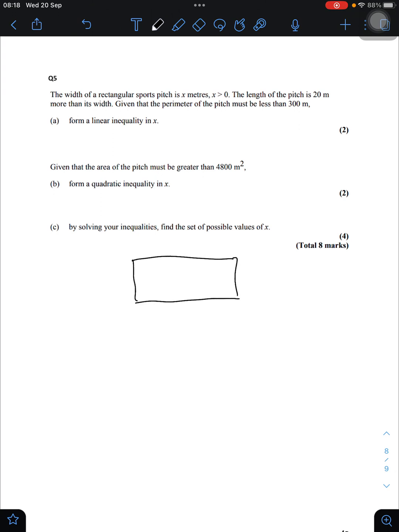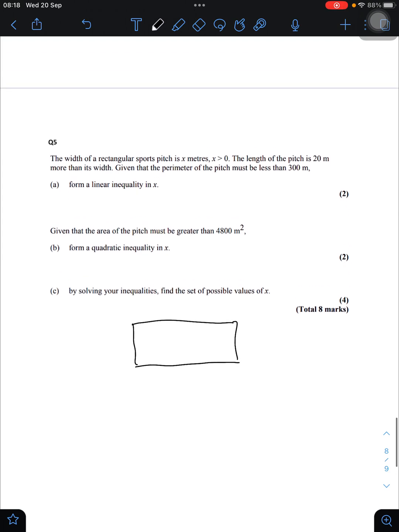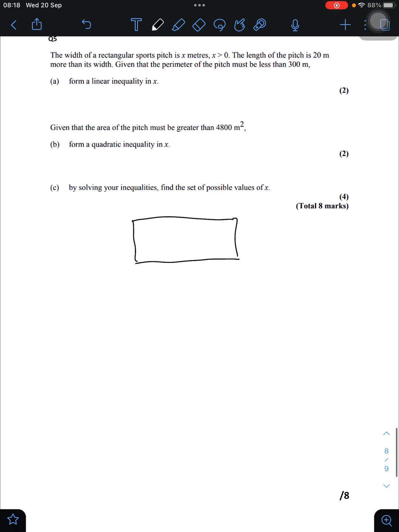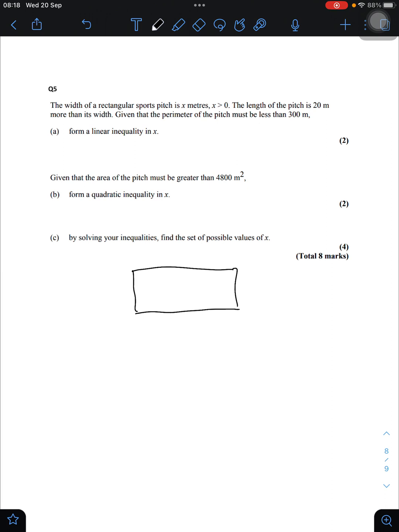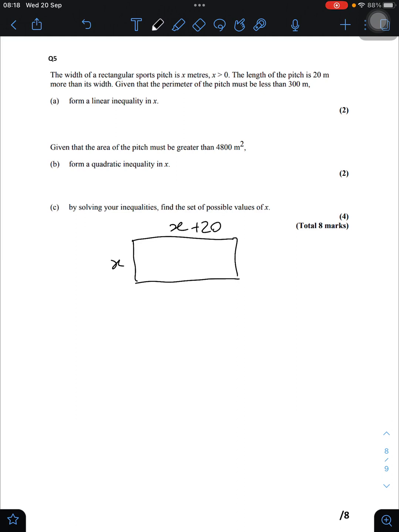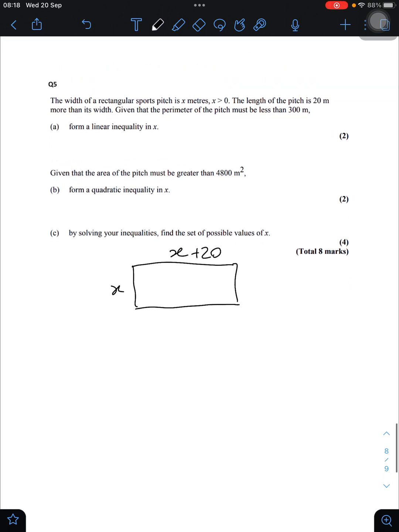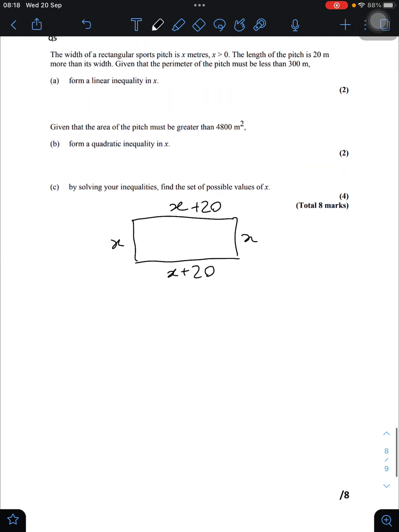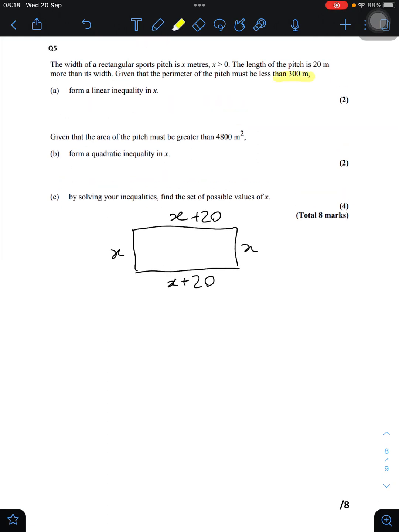Out of the 8 of you that completed the test, I think only 4 people got onto question 5. And those that did, did fairly well on it if they gave it enough time. So we know that the width is x, and the length of the pitch is 20 meters longer than the width. And we know that the perimeter will be 300, and we know that the area is greater than 4,800.